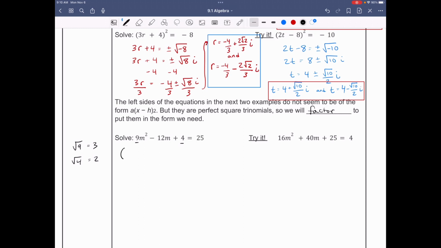So the way that we'll write this is 3m minus 2 and 3m minus 2. If we FOIL that, you can see that it checks, and so we get it equal to 25, because that's just the other side of the equation. You just bring that down. I'm going to write this as a square, because it is squared. It's a perfect square trinomial. Right, so this is a, this is b, and this is c.